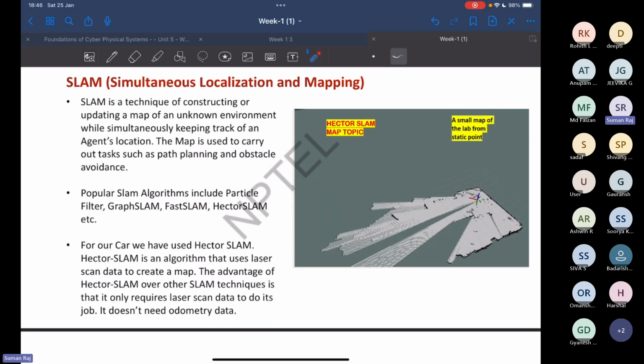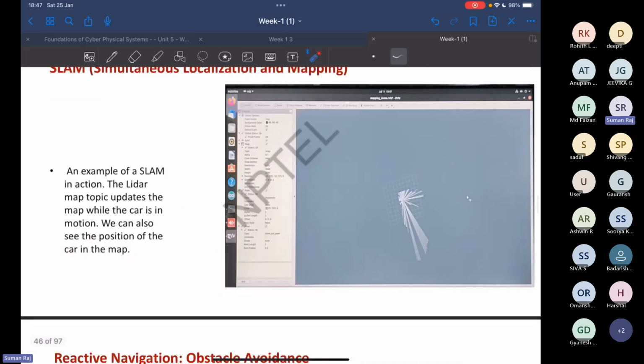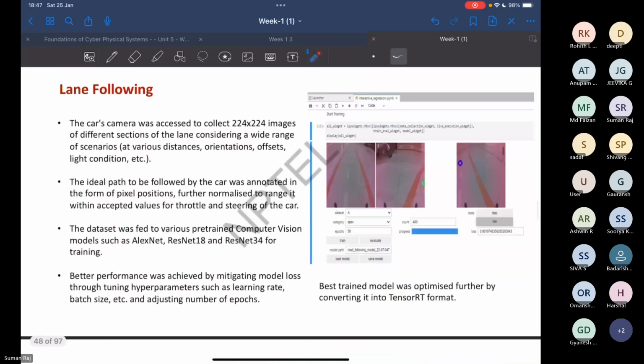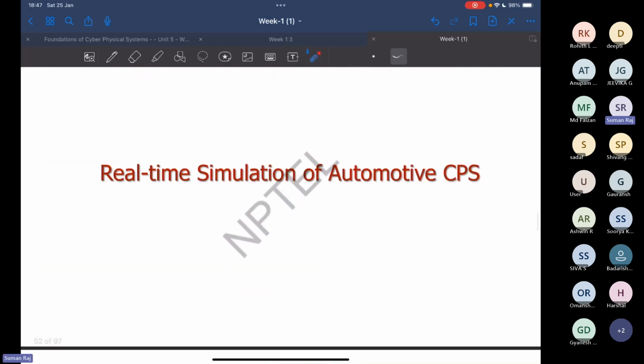Another important thing is SLAM. SLAM is a technique that helps in autonomous navigation, and many researchers have used it. It is a technique of constructing or updating a map of an unknown environment while simultaneously keeping track of an agent's location. While you are moving in some kind of map, you construct the map as and when you move. This is what happens in SLAM. These are different examples.